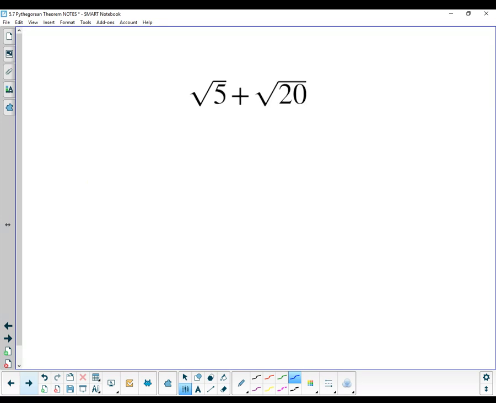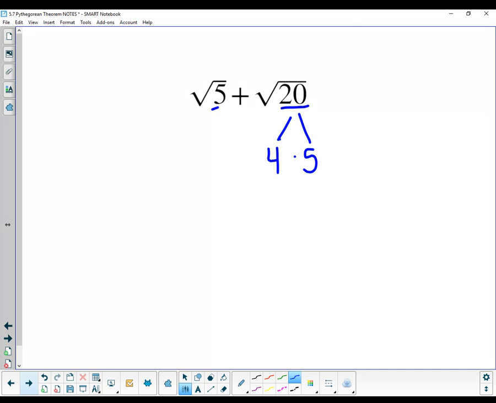We have the square root of 5 plus the square root of 20. Looking at these, we can't combine them right now because we do not have the same number under our root. So let's break 20 down and see if we can get a 5 underneath our radical. So 20, is there a perfect square that goes into 20? I know that 4 will go into 20, and that is a perfect square. So 20 divided by 4 is going to give me 5. So 4 times 5 gives me 20.